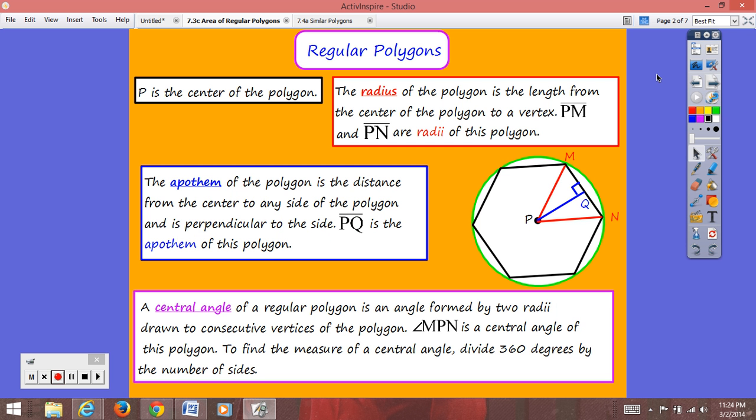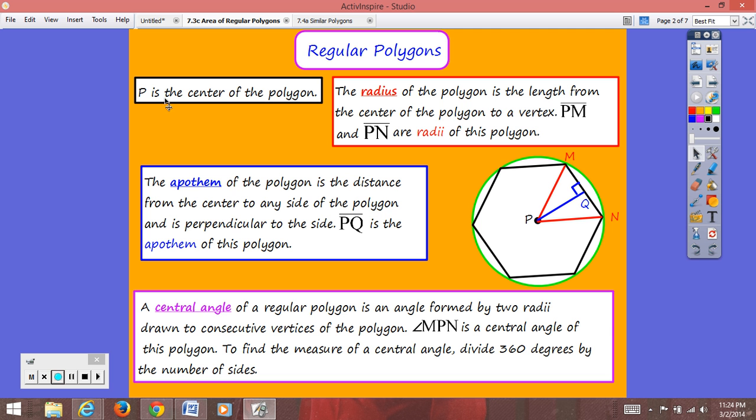So, just a quick recap about regular polygons. We're introducing some new things. If we look at this regular polygon right here, we have a hexagon inscribed inside a circle. If a polygon is inscribed in a circle, it just means that all of its vertices hit that circle. So that's what that is.